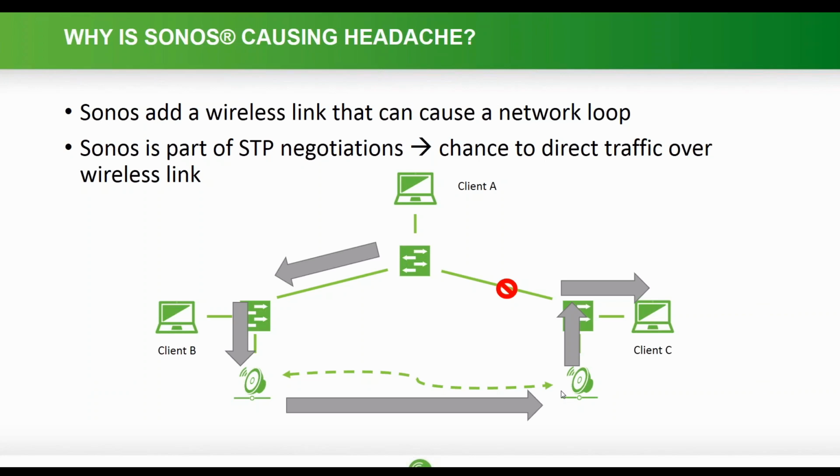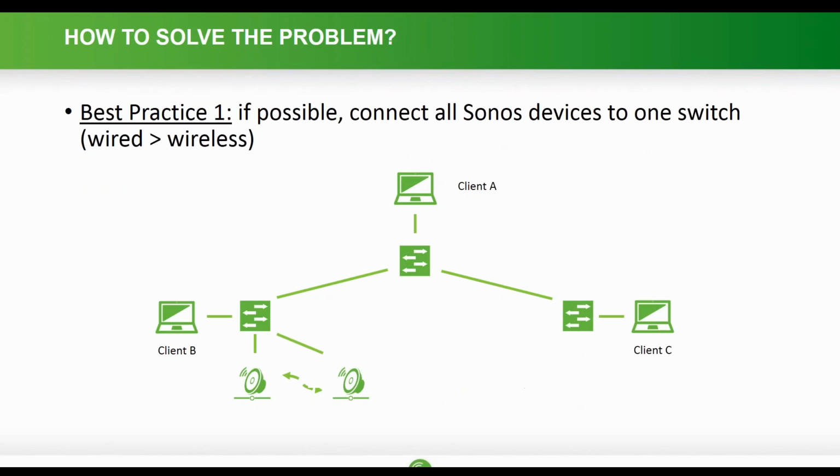It's very, very slow. It's only meant for streaming audio, which is very low traffic overhead, but not meant for normal traffic. So what you end up seeing in the network is a very slow network. You think it's a broadcast storm, it's not. This is spanning tree working the way it should work, but traffic is going over the wireless link. And that is the underlying problem with how to connect multiple Sonos devices in the network.